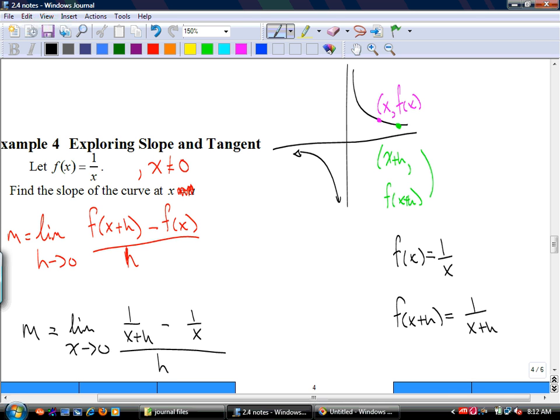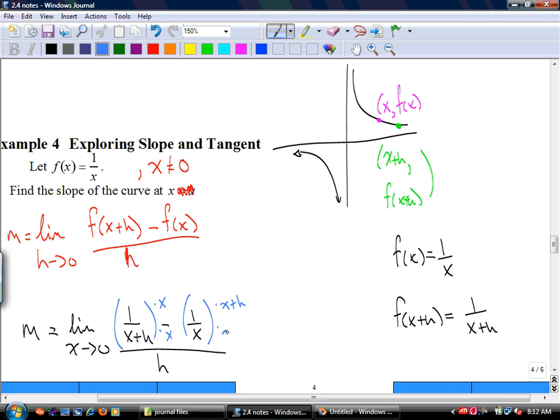What's the grand common denominator? Well, what's the common denominator? X times x plus h is the grand common denominator. You can't just do this. Thank you. So, I'm going to multiply top and bottom of this fraction by x times x plus h, top and bottom of this fraction by the same.